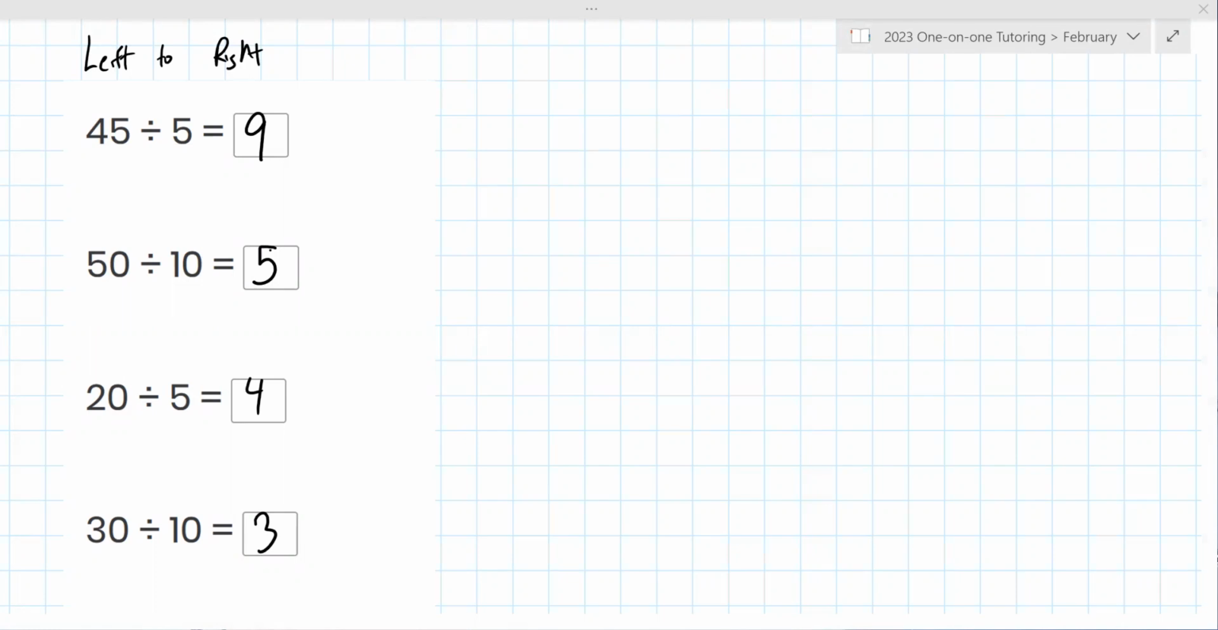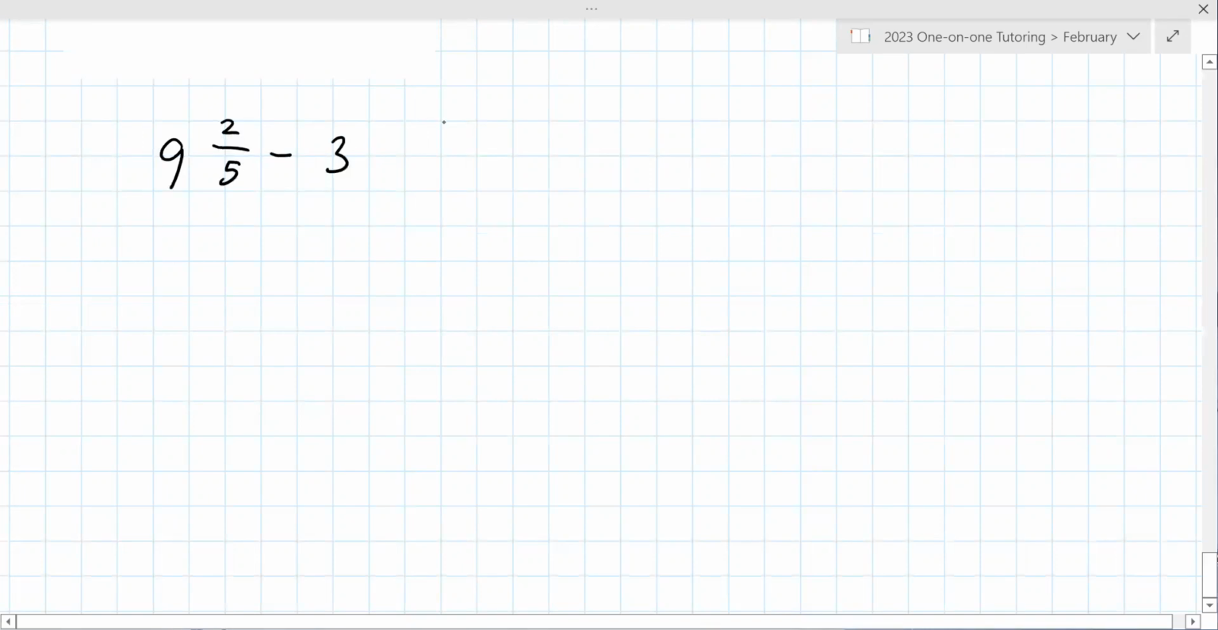But that's okay. We're going to talk about these problems here. The first problem that they're asking you to do, I don't really like how they've presented it here, but let me show it differently. So it's 9 2/5, and you're going to subtract 3 3/5. Do you have a notebook, pencil, something to write with?